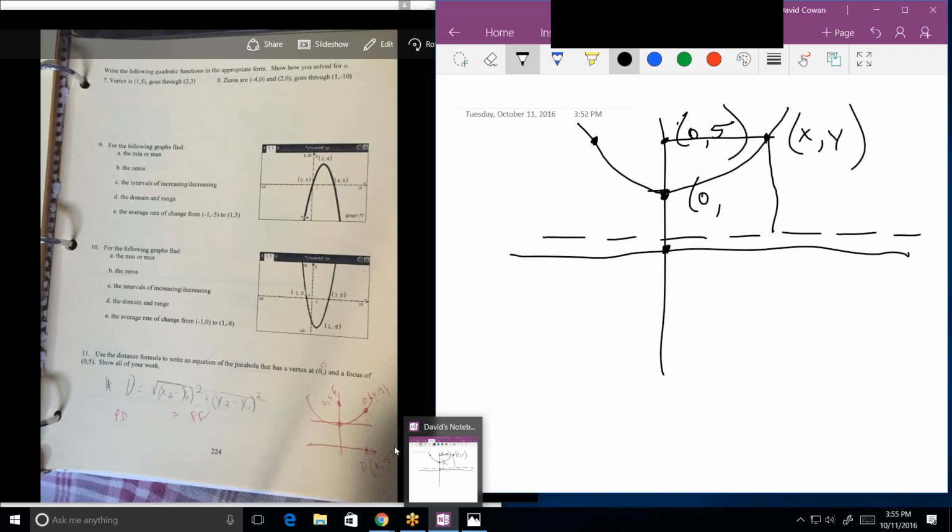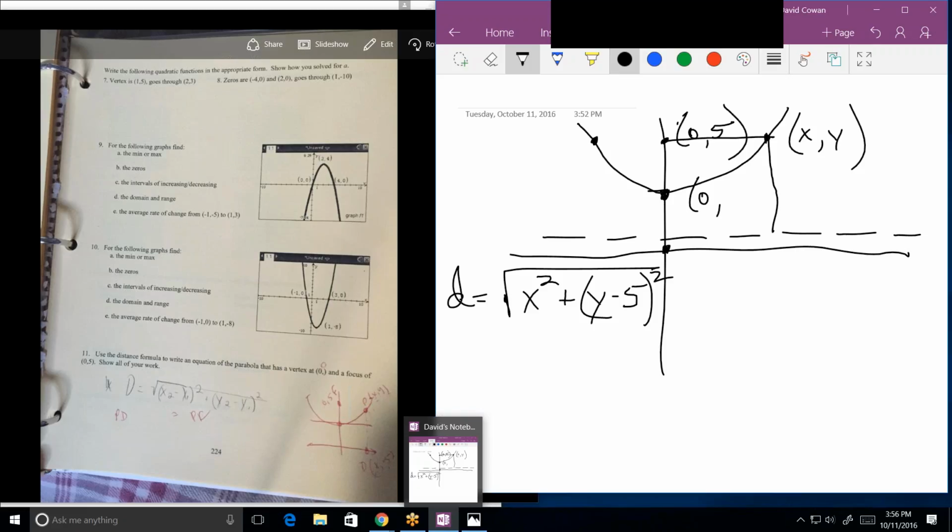Well, the distance to that point, what's the distance formula? Distance equals the square root of x2 minus x1 squared plus y2 minus y1 squared. Okay, so in this case, x minus 0 squared plus y minus 5 squared. So that's the distance from my focus to that point x, y.